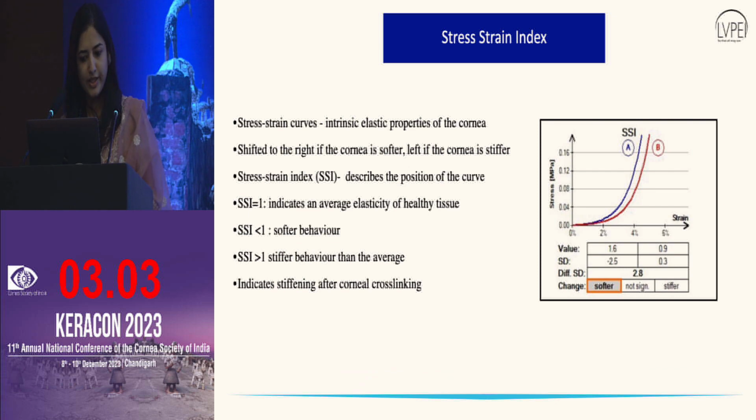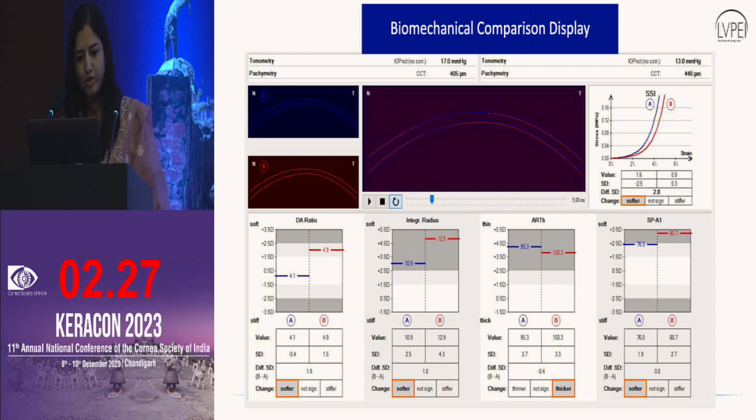Then coming to the stress strain curve, this is the newer map which has come now. So in the stress strain curve, it is going to measure the elastic property of the cornea. If you look at the graph, if the cornea is more soft, then less amount of stress is going to cause more amount of strain. So a softer cornea is going to have a curve which is slightly more towards the right side as compared to a cornea which is stiff, which will have the curve more towards the left side. If your SSI is 1, it is a healthy tissue. Like I mentioned, softer behavior will have SSI less than 1 because less stress will be required, and a stiffer cornea will have an SSI of more than 1.